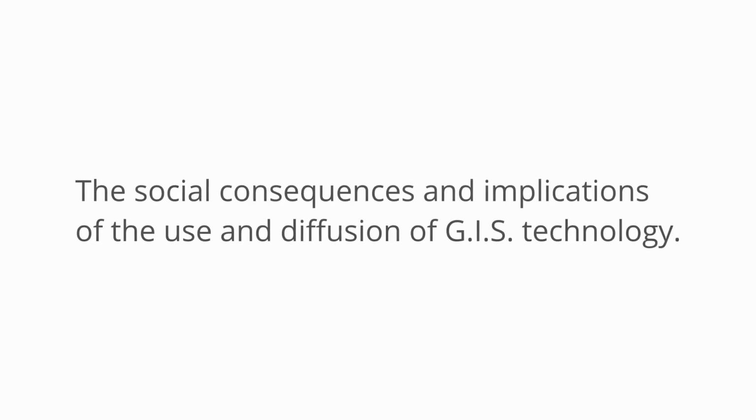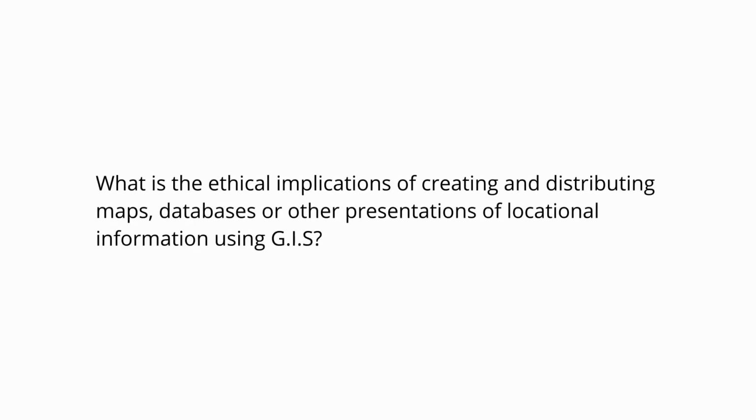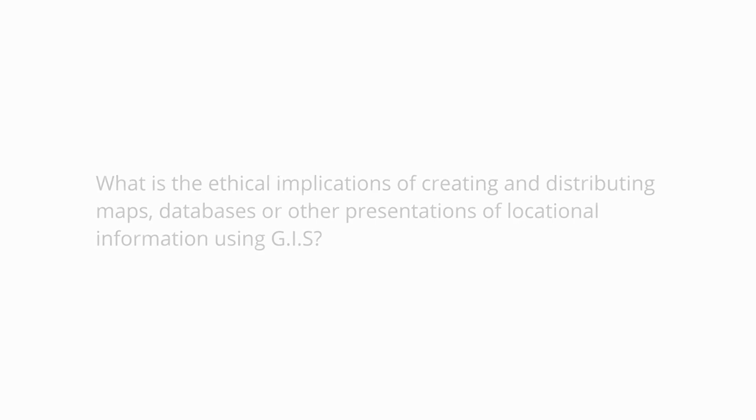The other group in GIScience are those more concerned with broader questions, such as how cognition, map interpretation, and other geospatial issues are relevant to GIS. They are also interested in the social consequences and implications of the use and diffusion of GIS technology. For example, an area they might be interested in is the ethical implications of privacy for GIS. Locational privacy is of concern to many people, especially with the advent of smartphones that have GPS tracking. They examine questions such as who has the right to view or determine your geographic location at any given time. Your family? Your employer? The government or police? What are the ethical implications of creating and distributing maps, databases, or other presentations of locational information using GIS?